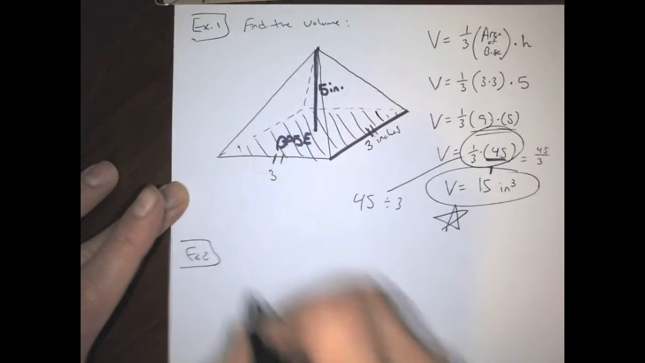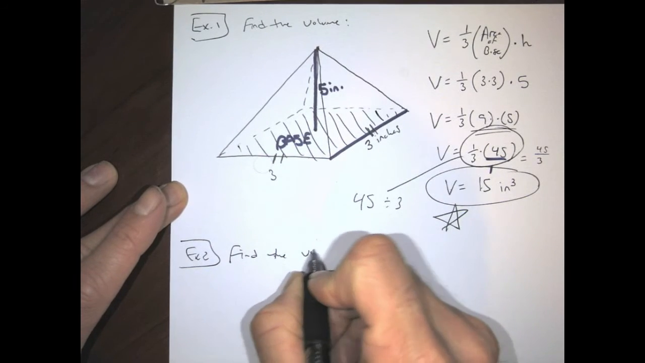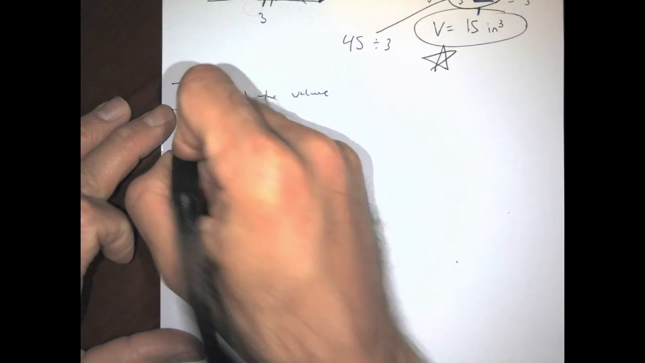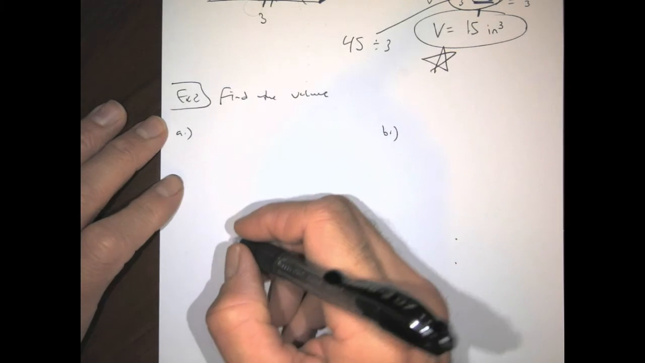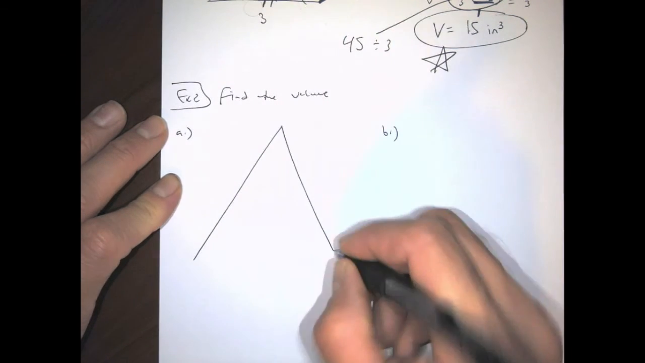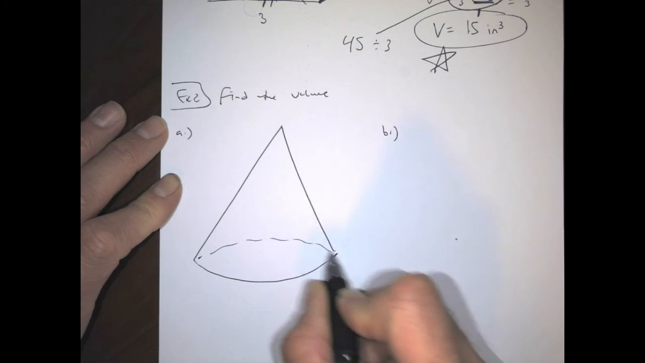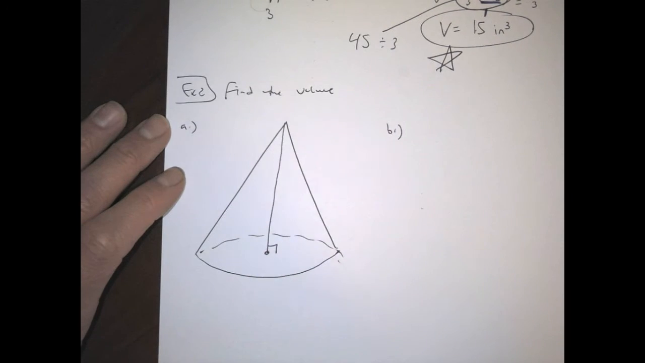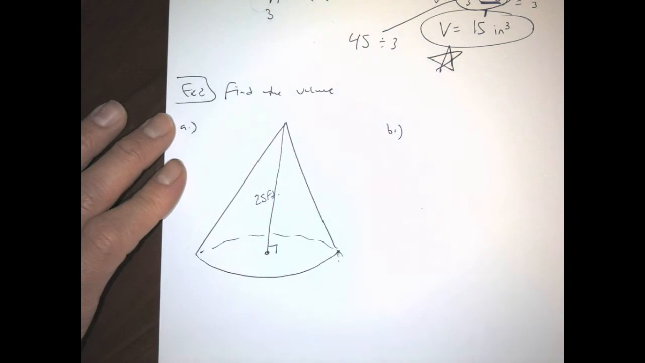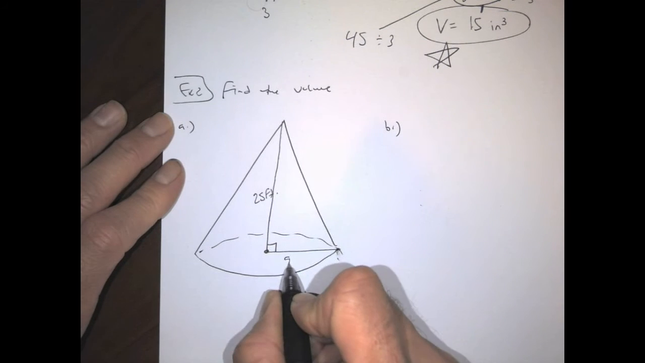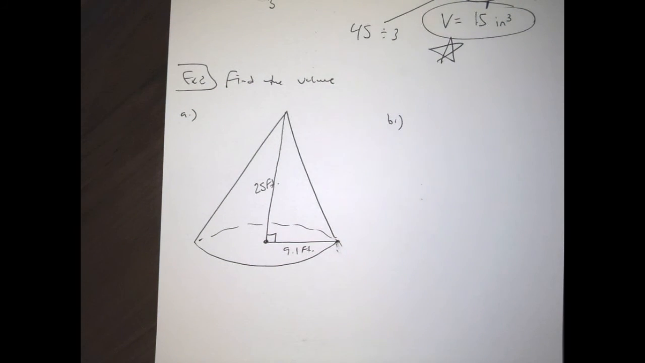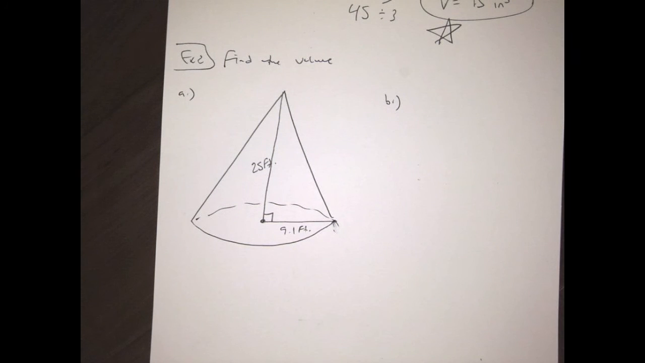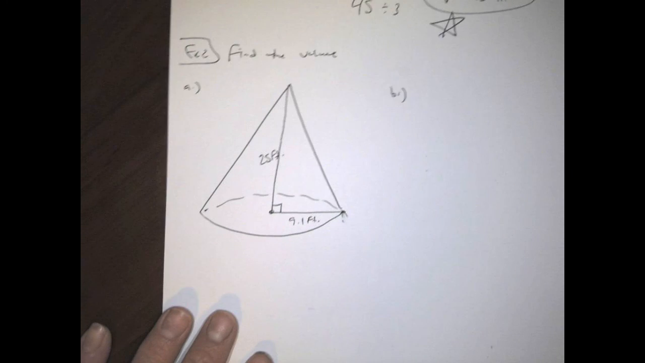Example 2. Once again, find the volume. That's all I'm really going to do with pyramids. Let's move on to cones. I'm going to give you an A, and I'm going to give you a B. Center. Height. 25 feet. 9.1 feet. Folks, I want you to do this by yourself. Give it a shot. Find the volume of this cone. Go!